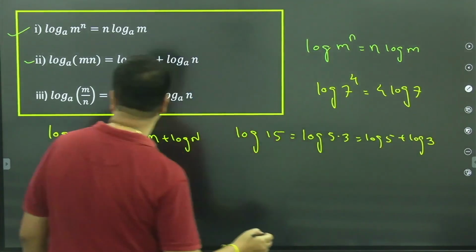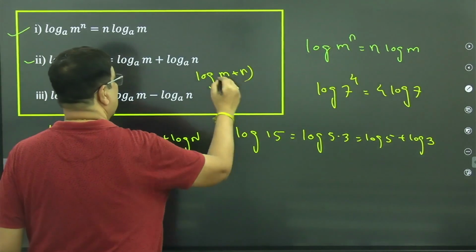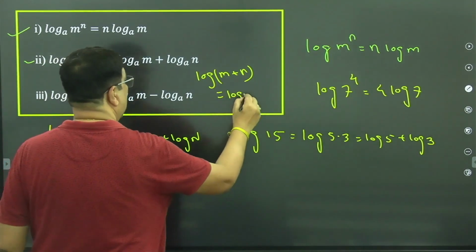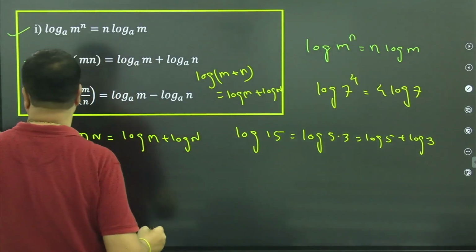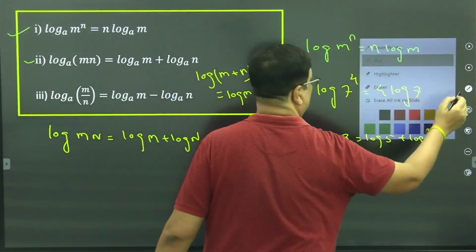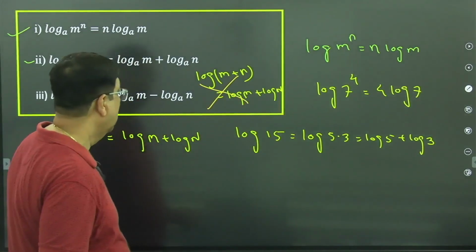One very common mistake for students: log of m plus n equals log m plus log n. Everybody knows we cannot write this. It's wrong.